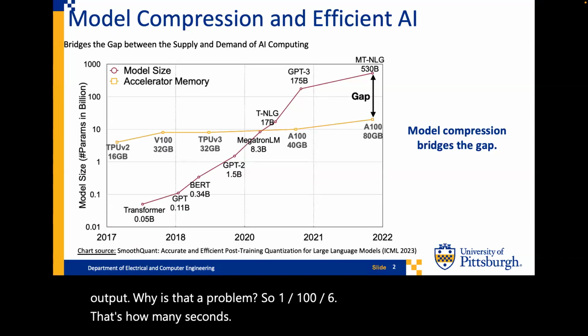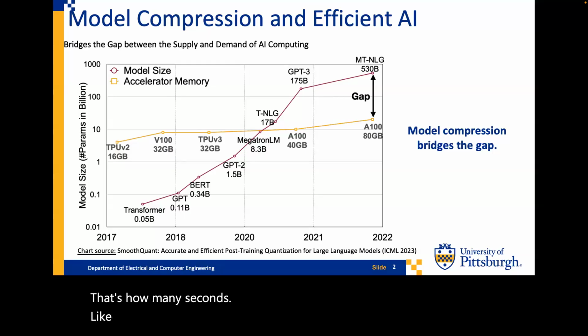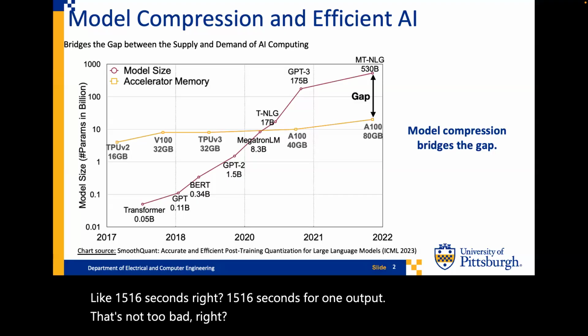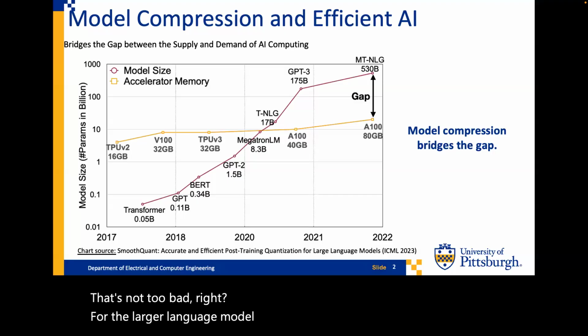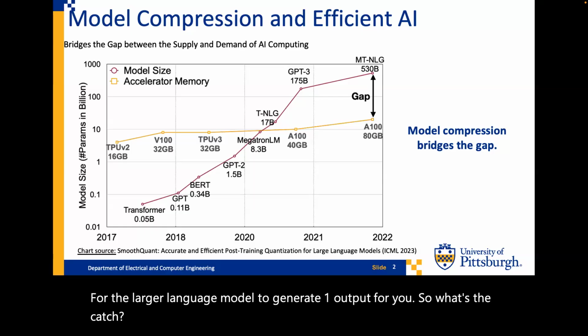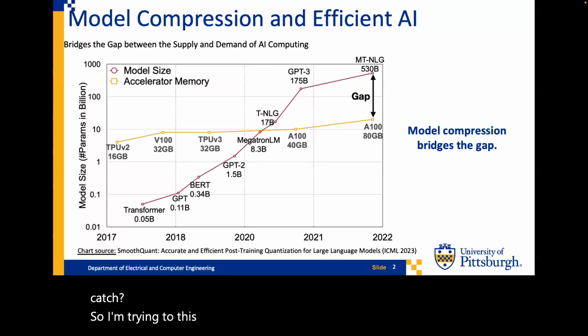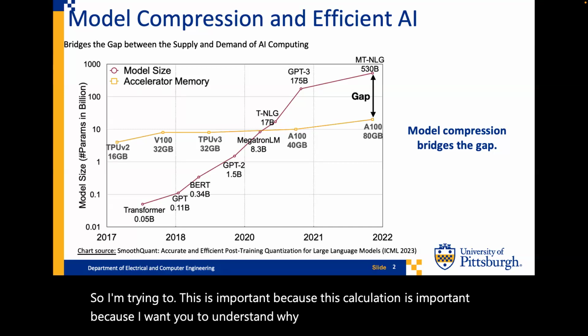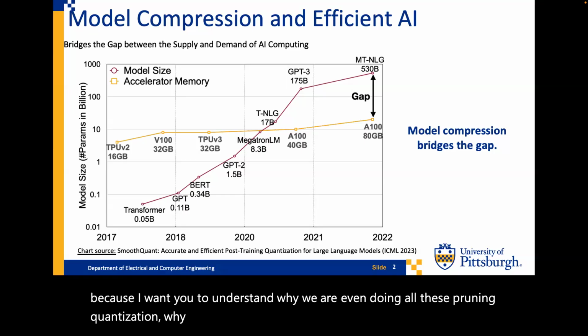Like 15, 16 seconds, right? 15, 16 seconds for one output. That's not too bad, right? For the large language model to generate one output for you. So what's the catch? This calculation is important because I want you to understand why we are even doing all this pruning and quantization, why it's important. If we were not doing this, how slow it can be.